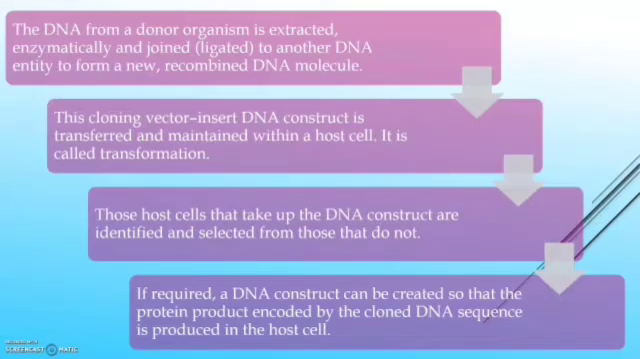The main principle of recombinant DNA technology is that a foreign DNA, also called insert DNA, is isolated from a donor organism. It is enzymatically cleaved at a specific site and joined with another DNA entity, also called a cloning vector, to form a new recombinant DNA molecule. This recombinant DNA molecule is then transferred into a host cell and maintained within it. This process is known as transformation. The host cell takes up the recombinant DNA molecule, and it is identified and selected from those which have not taken up the DNA molecule. If required, the DNA construct can be created so that the protein product encoded by the cloned DNA sequence is produced in the host cell.